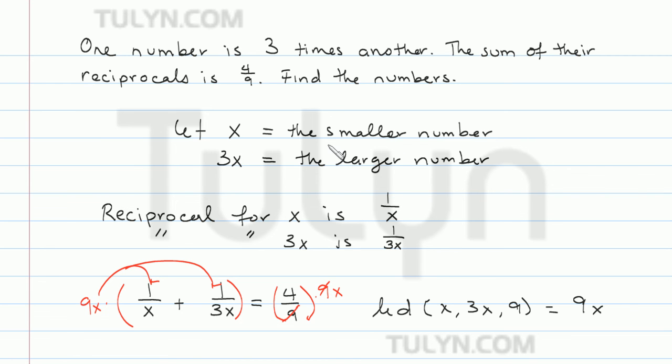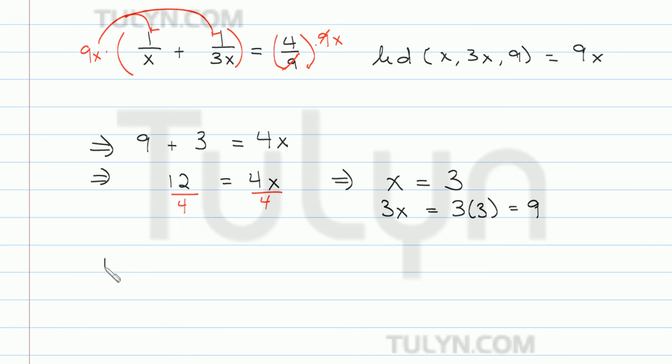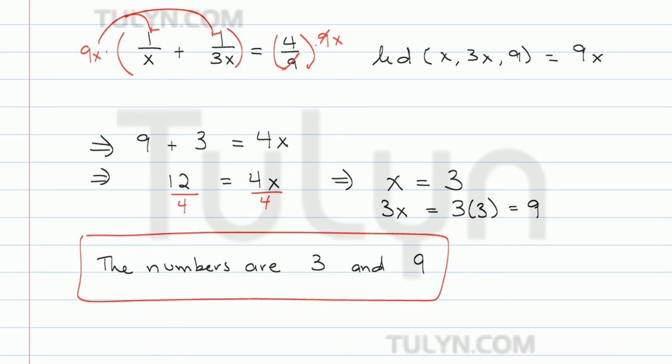But now going back, we wanted to find both the numbers, right? So we found x, which is the smaller number, and now to find the larger number, we need to find 3x, which is just 3 times 3, which is 9. So we found both the numbers, and we can say the numbers are 3 and 9.